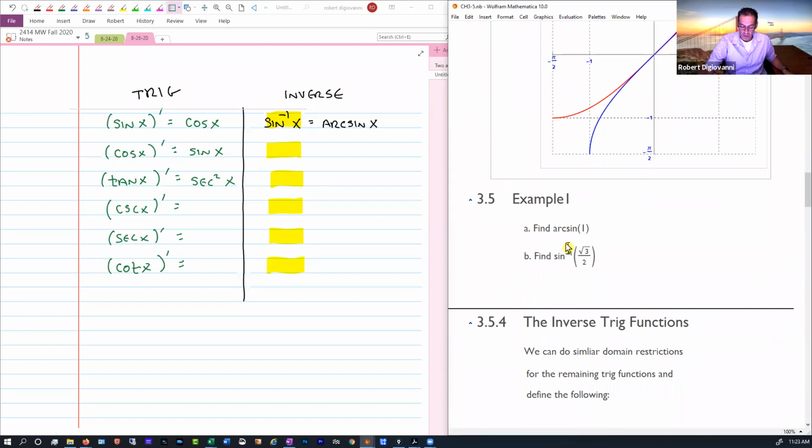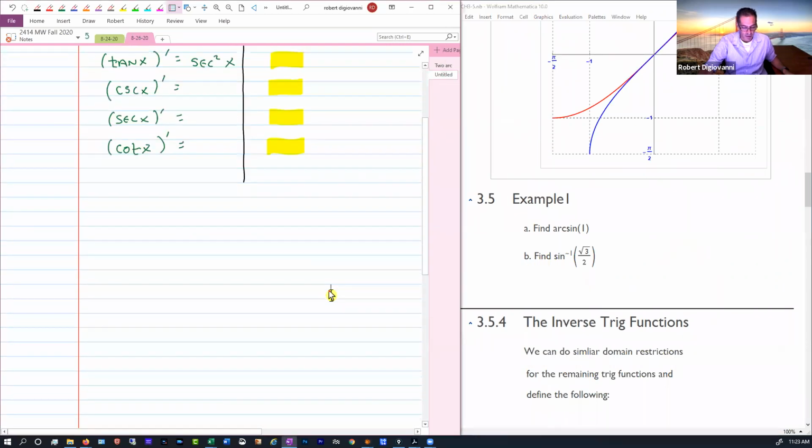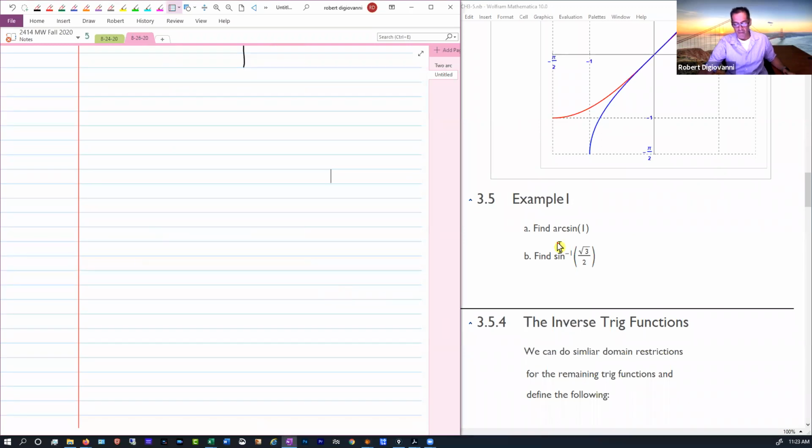So some examples we can do, just to make sure we understand what's going on here, is we can try and find some values of arcsine. So I'm going to do these examples here. Example 1, part A. If we want to know what arcsine of 1 is, I'm going to write it a different way, arcsine of 1. What we're asking ourselves, maybe I should write it this way, just to make sure we're all on the same page.